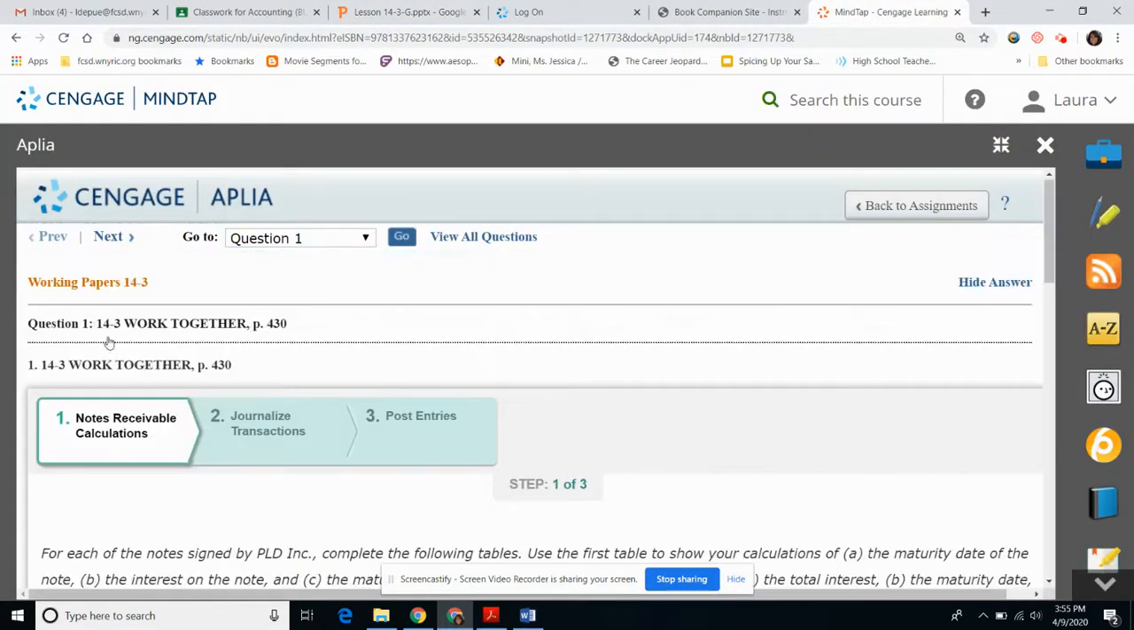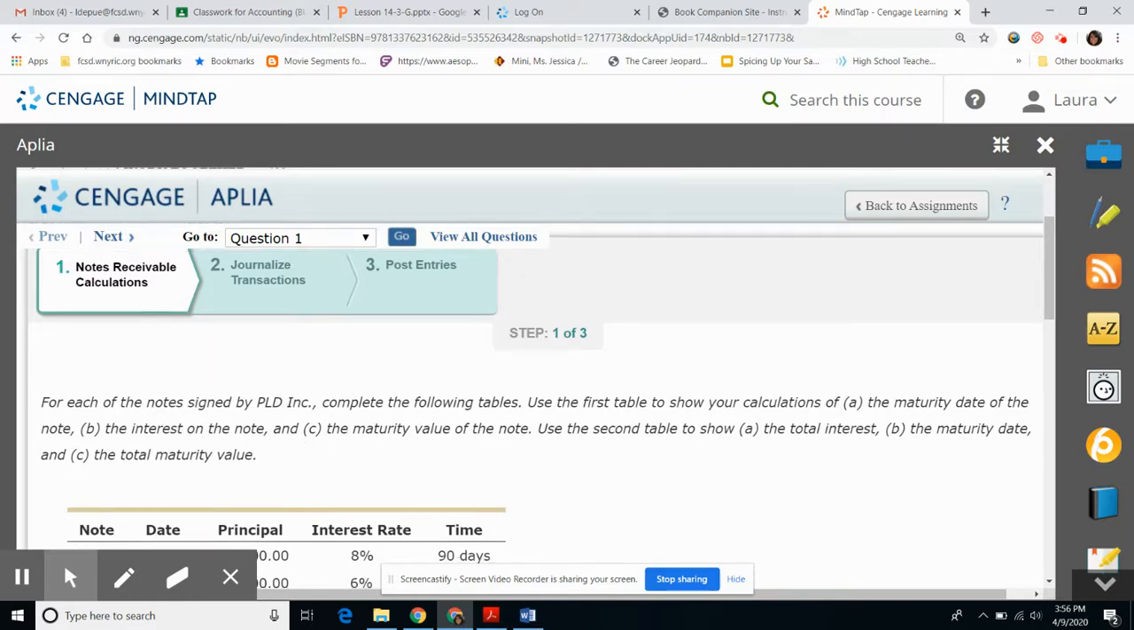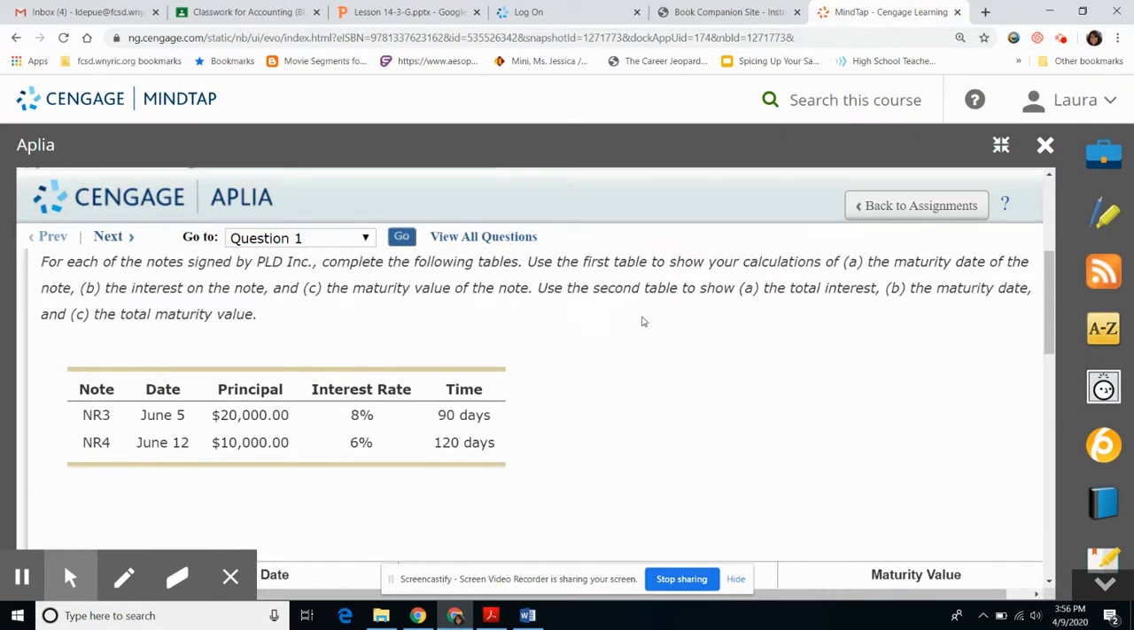This is 14-3, the work together problem. There are 3 steps. In the first step, we're going to do all the calculations, then journalize, then post. For each of the notes signed by PLD Incorporated, we're going to complete the tables. There's an A, B, C. In part A, we find the maturity date of the note. In the second part, we calculate the interest, and in the third, the maturity value of that note. Then we use the second table to do the total interest, the maturity date, and the total value.